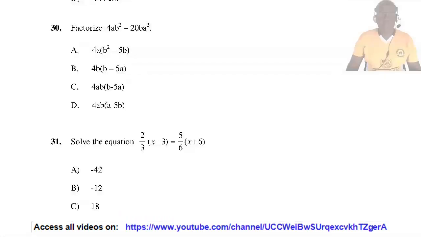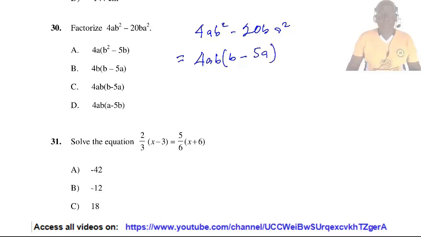Question 30. Factorize 4AB squared minus 20BE squared. That is 4AB squared minus 20BE squared. This equals, the common factor is 4B. So we shall get AB over here and then 5E squared over here. So the answer is B.